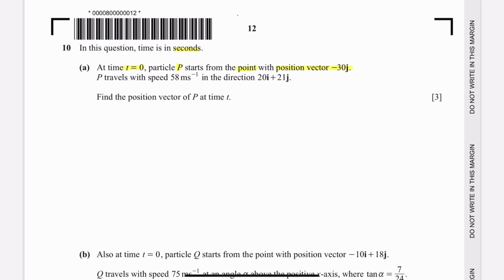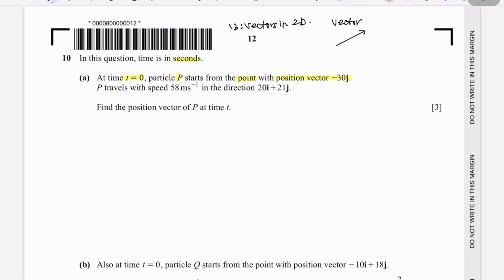This is chapter 13. If it's just a vector, it can be anywhere. The origin does not matter. Where it starts does not matter. But if it's a position vector, meaning it has some origin, it usually starts at 0, 0, but for this case, it starts at negative 30j.